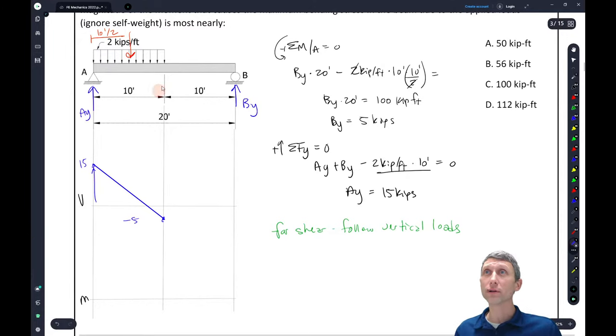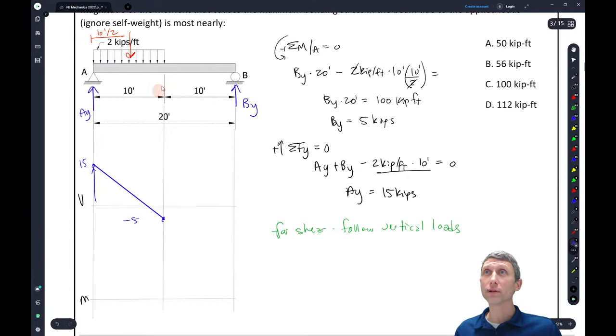So if I tell you that this is the shear diagram down here, we have a negative shear on the left side of this support. So we have this negative slope. Then when we go to the right side, all of a sudden we jump to a positive shear and we go to a positive slope. So this is kind of cool. What happens is there's this instantaneous change. There's a cusp in the moment diagram.